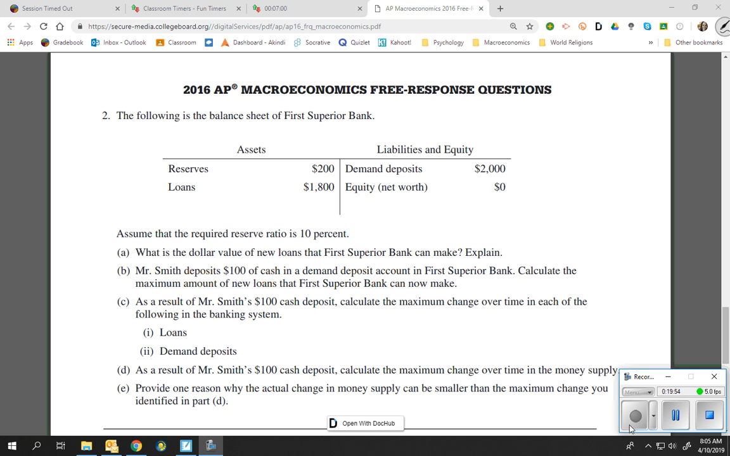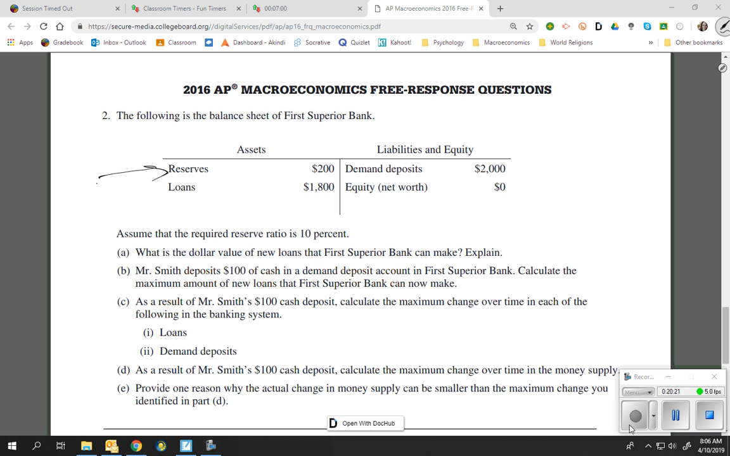Let's look at A. The required reserve ratio is 10%. What is the value of new loans that First Superior Bank can now make, and explain? It starts off with like, hey, trick question. I mean, it's not, but then it kind of is, because they can only loan out what is in excess reserves. Notice though, this says just reserves. That means that is both excess and required.